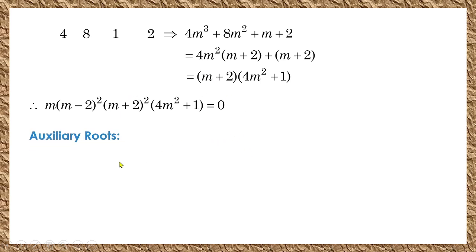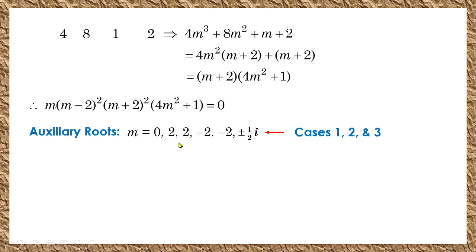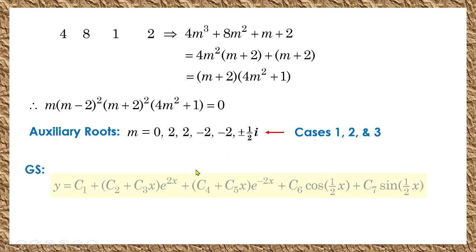So, ano auxiliary roots? M sa 0. Sa m minus 2 quantity squared, 2, 2. Sa m plus 2 quantity squared, negative 2, negative 2. Dito sa 4m squared plus 1, that is negative 1/4 is square root, plus or minus 1 half i. Cases 1, 2, and 3.